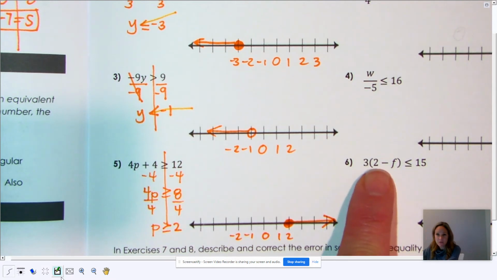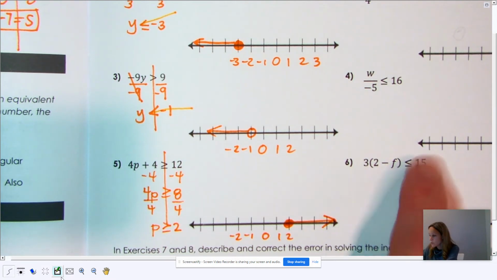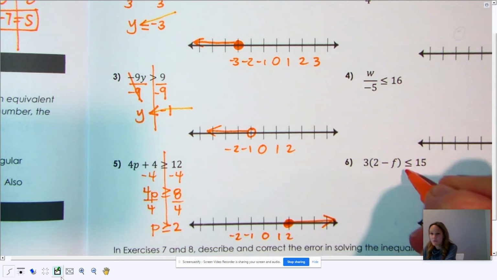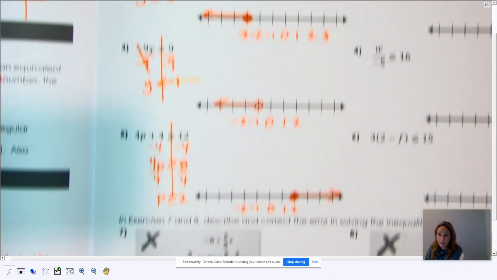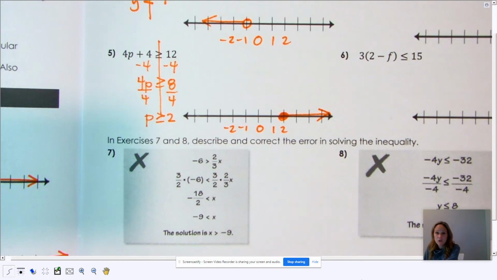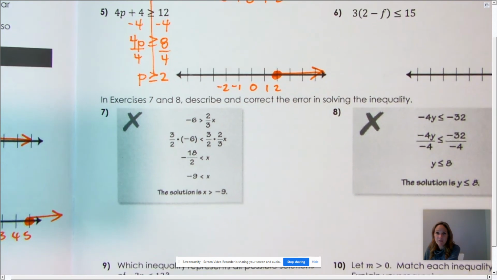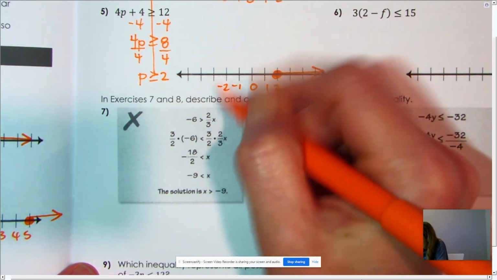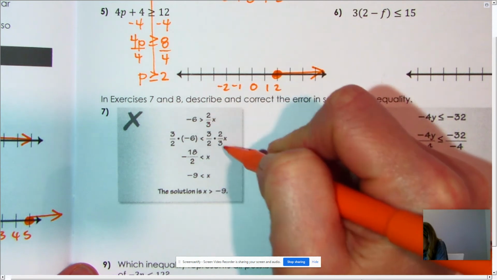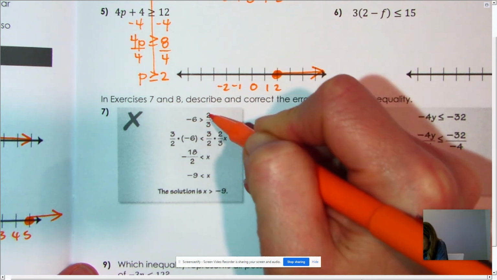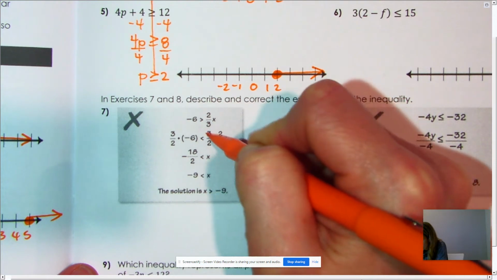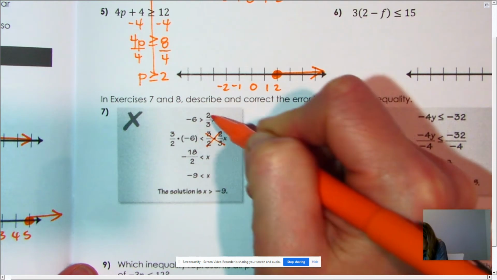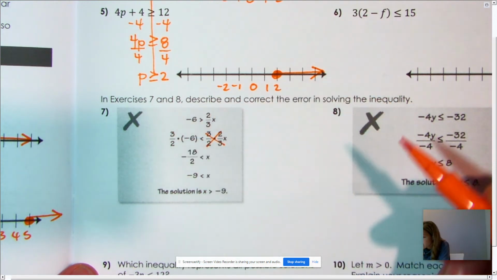You have a couple options on this one. You could divide by 3 on both sides first, or you could distribute the 3 and then work out the problem the rest of the way. Up to you. Question number 7 says, describe and correct the error in solving each inequality. So this one, anytime I have a divide by 3, I need to put a times. Anytime I have a times by 2, I need to put a divide by. So those cancel, so that's good. So I did times by 3 halves on that side also.